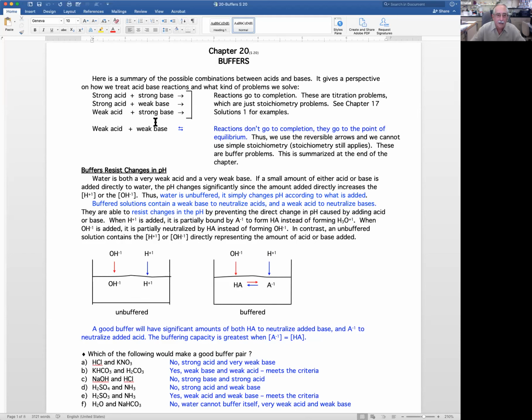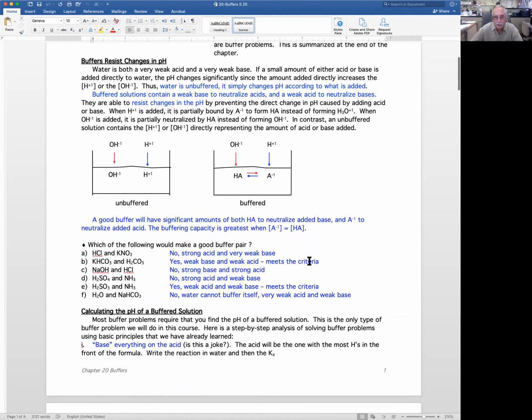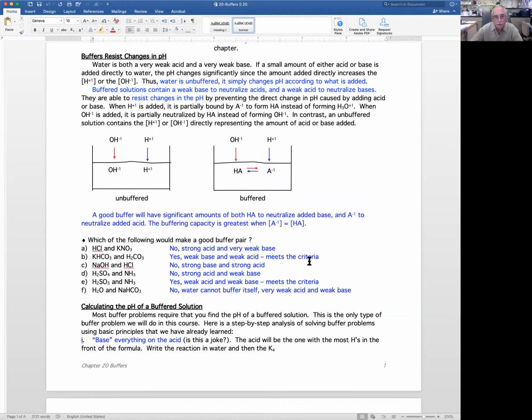But if we have a weak acid and a weak base, neither one is strong enough to make the reaction go to completion. It goes to the point of equilibrium. And so these are buffer problems. So a buffer is a combination of a weak acid and a weak base. So that's what buffer systems do. They resist changes in pH. They don't stop it, they just resist.